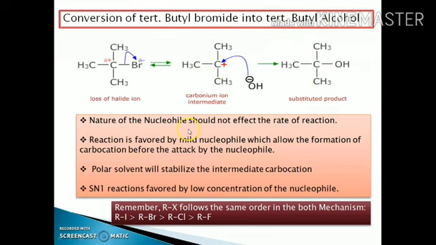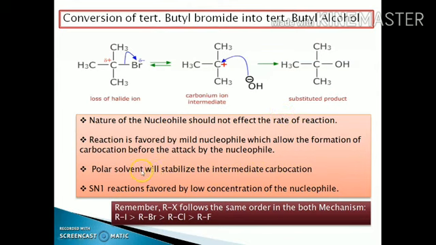Note that the nature of the nucleophile should not affect the rate of the reaction, as the SN1 mechanism depends only on the concentration of the alkyl halide. The reaction is favored by a mild nucleophile, which allows the formation of the carbocation before the attack of the nucleophile, meaning a better leaving group. Easily the carbocation will generate. The polar solvent will stabilize the intermediate carbocation.